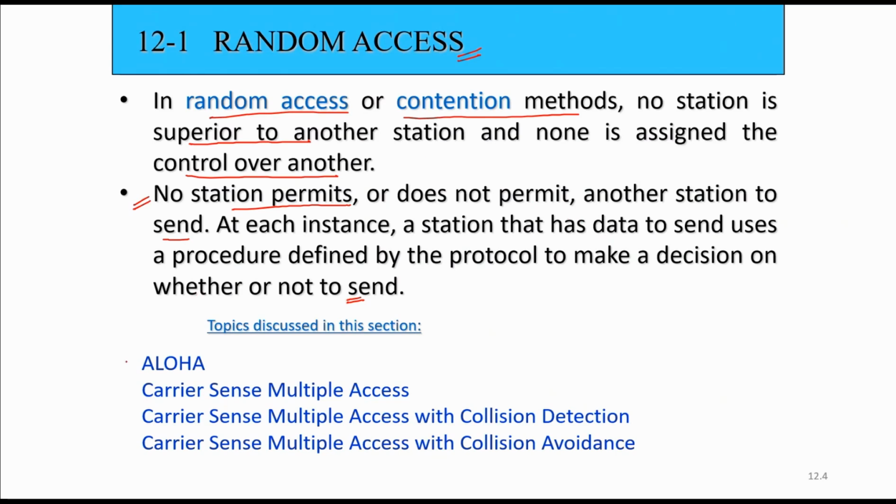Here are the four types: ALOHA, then CSMA, that is carrier sense multiple access. The next one is CSMA CD, carrier sense multiple access with collision detection. The next one is carrier sense multiple access with collision avoidance, that is CSMA CA. So these are the different types of random access protocols.